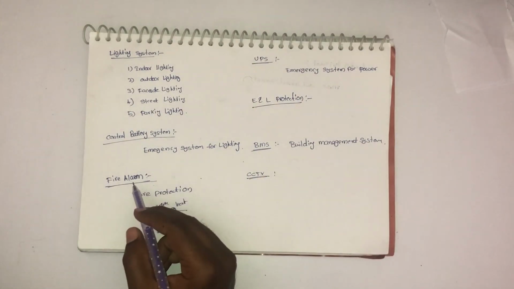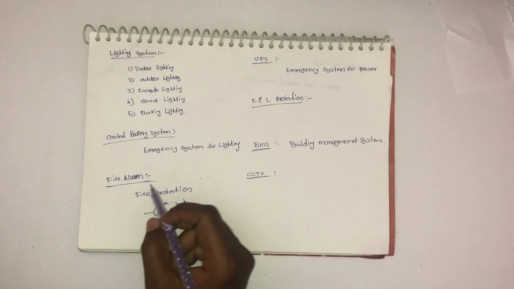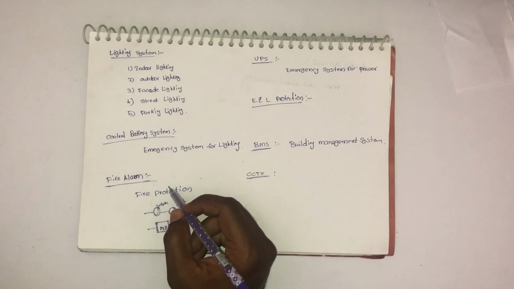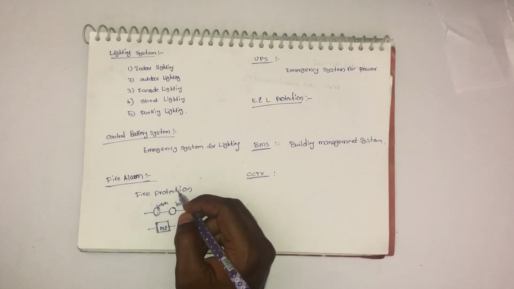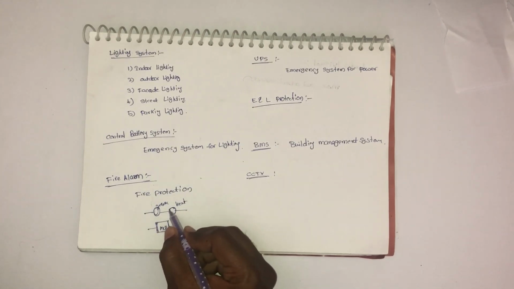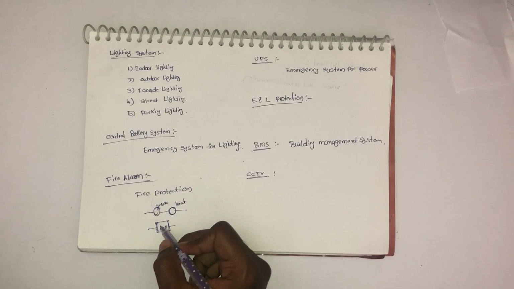Next one is the fire alarm system. Fire alarm system means when a fire happens inside the building, this fire alarm system is designed to give the alarm to us, so we can protect ourselves. And this alarm is activated by the smoke detector and heat detector, and also we can activate the alarm by using the manual pull station.